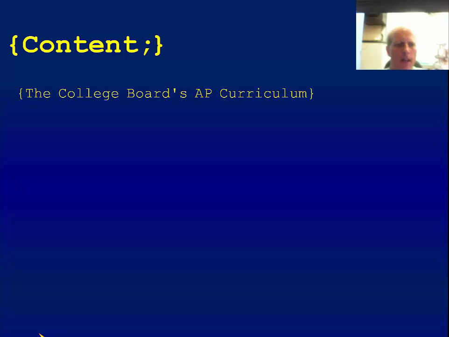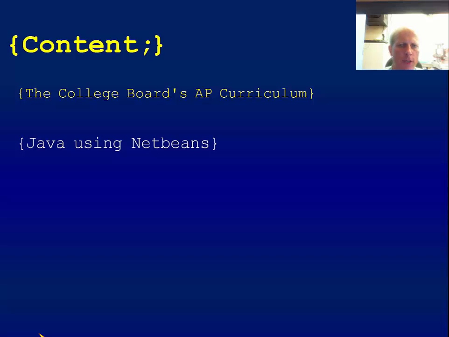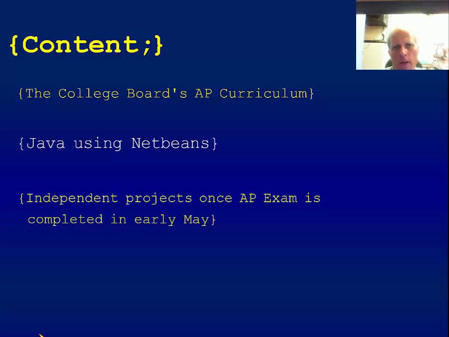So what's the content of this class? It's the College Board's AP curriculum, so it follows what's published online pretty strictly. We are here to prepare students for success on the AP exam, and because of that we follow the curriculum of what the College Board sets out for this class. The entire class is taught in Java, and we'll be using NetBeans as our software development package, and after the AP exam in early May, we'll probably be working on independent projects.